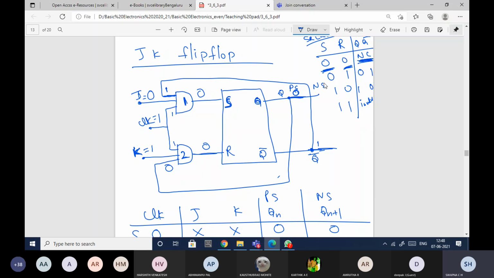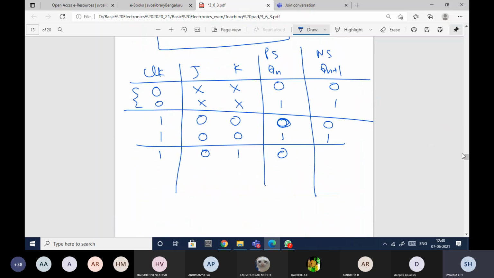So what is the output? No change. No change in the sense, what is the present state? 0. So what will be the next state? It will be 0 only. Okay, so when clock is equal to 1, J is equal to 0, K is equal to 1, if the present state is 0, the next state is also 0. Okay, next, clock is equal to 1, J is equal to 0 and K is equal to 1 and the present state is 1. So in this case again I need to analyze.